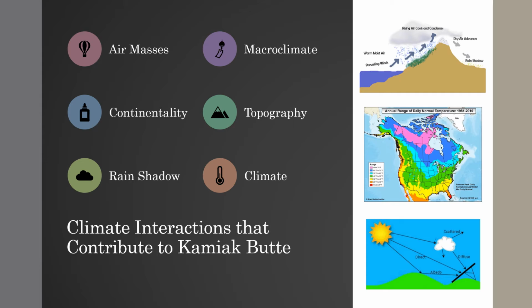Macroclimate. Kamiak Butte lies within the Palouse region in a marine-modified continental climate. This type of climate would generally be more extreme compared to how it is now. Since it is modified by the marine climate, it becomes slightly more temperate than it would if it were further from the ocean. The effect of the oceanic climate is not as effective in the Palouse region due to the large climatic barrier to the west.